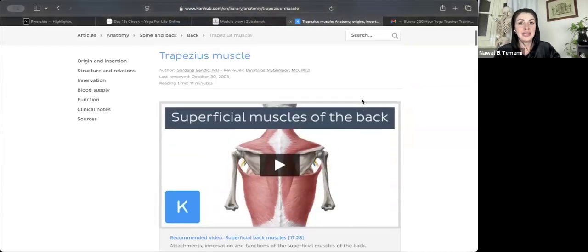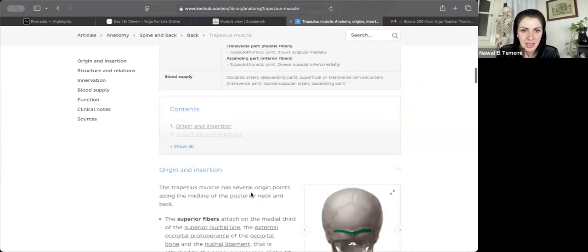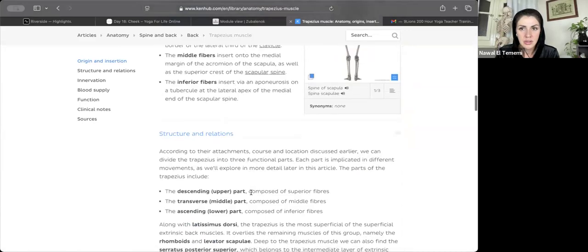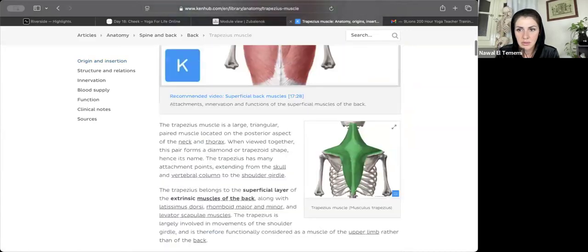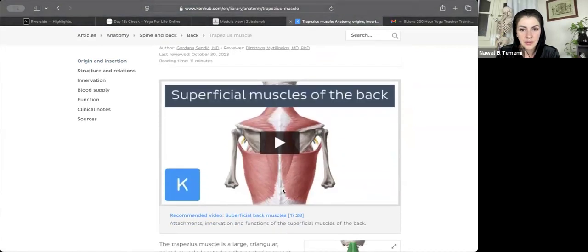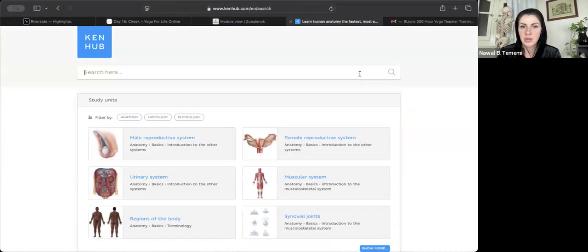So under the trapezius, maybe I have it in this page. Dun, dun, dun, dun. No. No, that says super. Mm-mm.